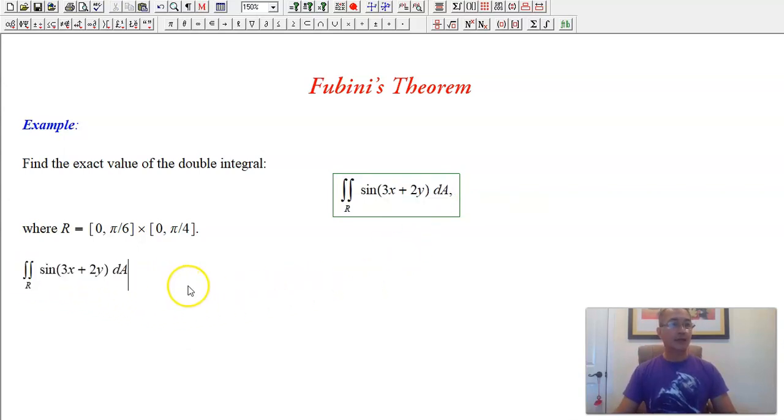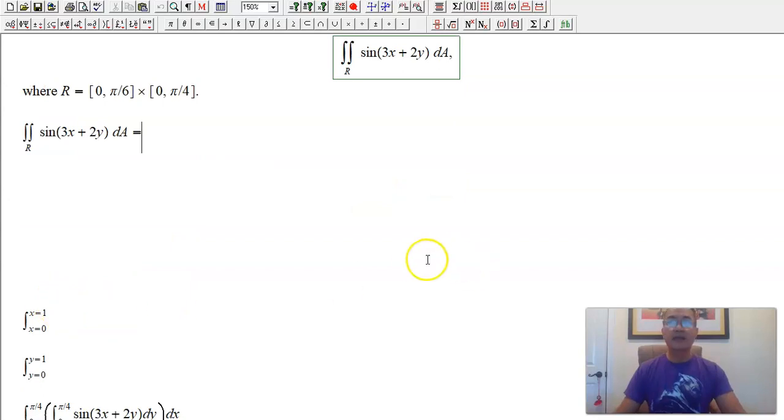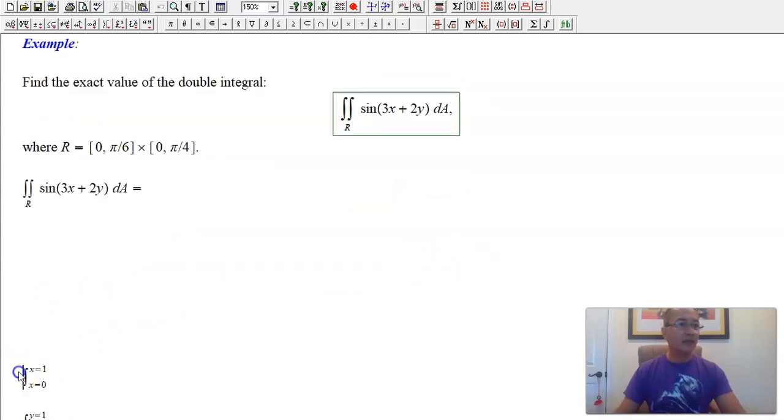So the integral that we want can be written in two ways. Now making the integral symbol is a little bit time consuming, so I have some prepared templates over here. So in the first version, x will go from 0 to pi over 6.